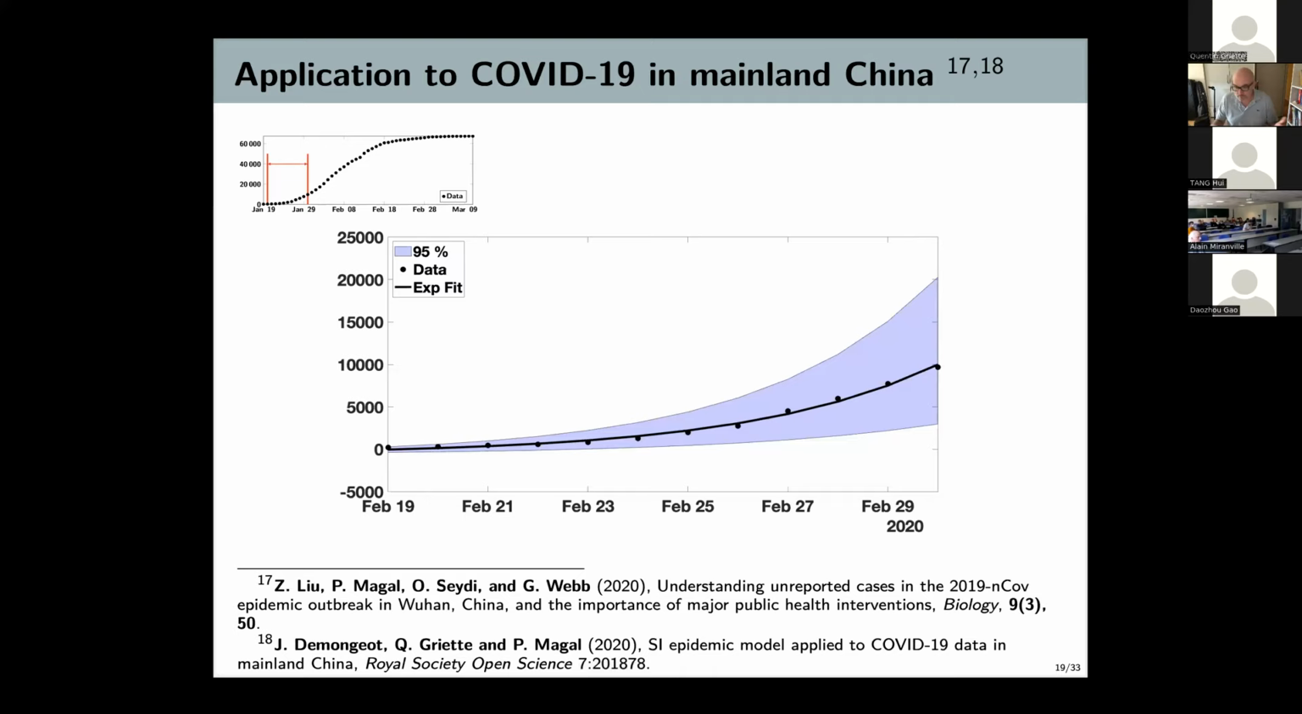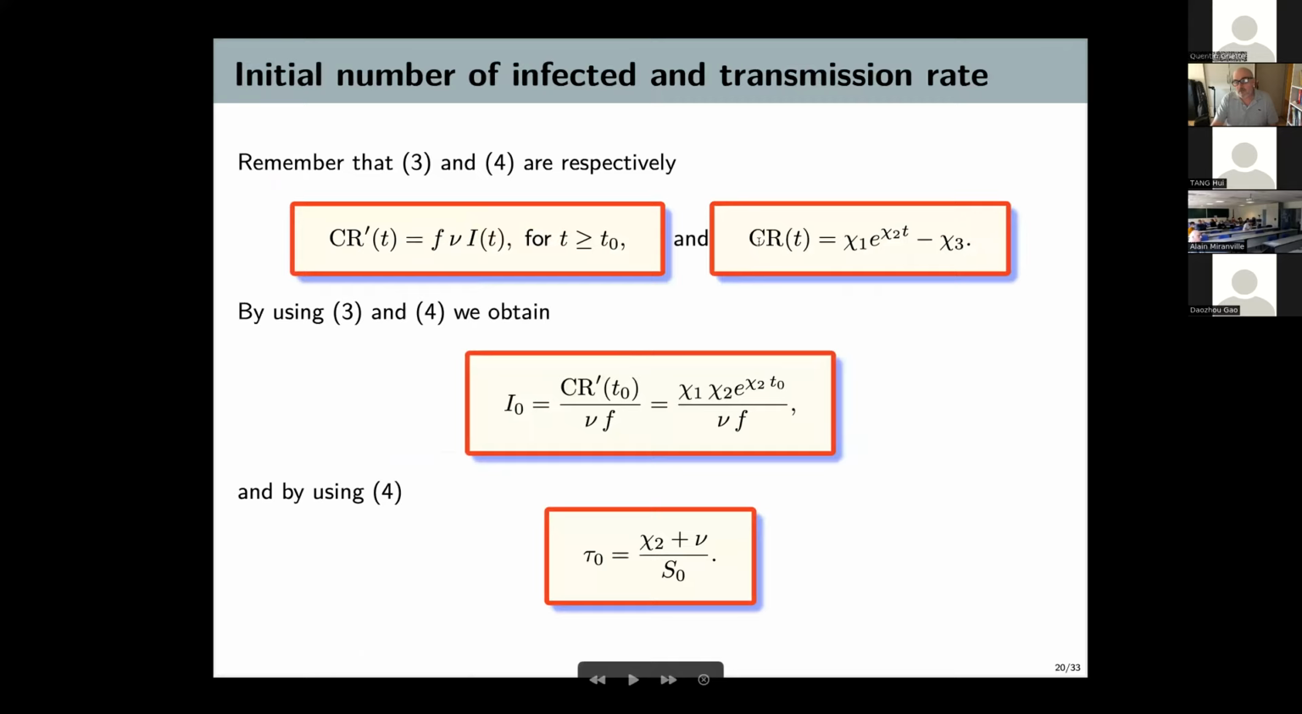And once you replace this formula into the model here, you obtain a formula for I0, because I0 will be, you simply compute this for t equal t0. And so you just need to differentiate this formula here, and you get this one. And on top of that, you replace into the equation, and you also get an initial value for the transmission rate, to begin with.